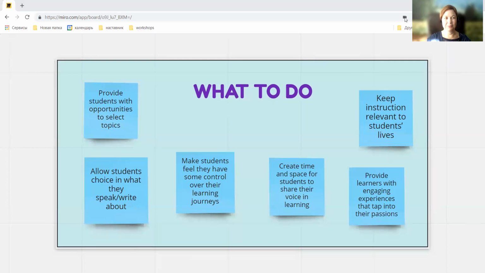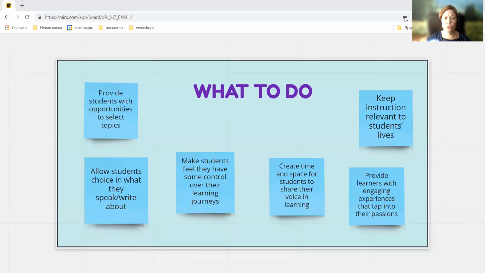Welcome back. While educators don't have complete control over students' motivation, they can still influence it. Choice, voice, and relevance are three great motivators we can leverage in the classroom. Providing students with opportunities to select topics to study helps them feel motivated to do the work.